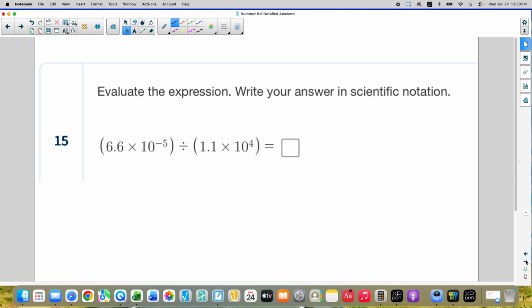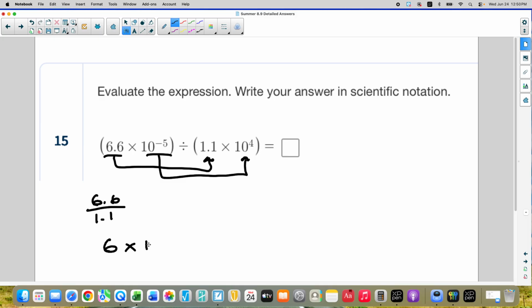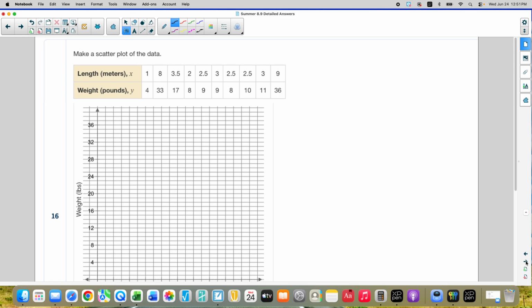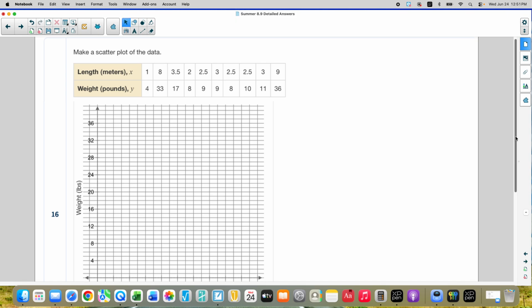Evaluate the expression. Write your answer in scientific notation. We're dividing. So now we're going to divide these, and we're going to divide or subtract those bases. So 6.1 divided by 1.1 is just like 66 divided by 11, which gives us 6 times 10 to the negative 5 minus 4. There's the division, which is subtraction, and that gives us 6 times 10 to the negative 9th is our answer. Look how efficient we can be with these. All right, let's make this a little bit smaller.